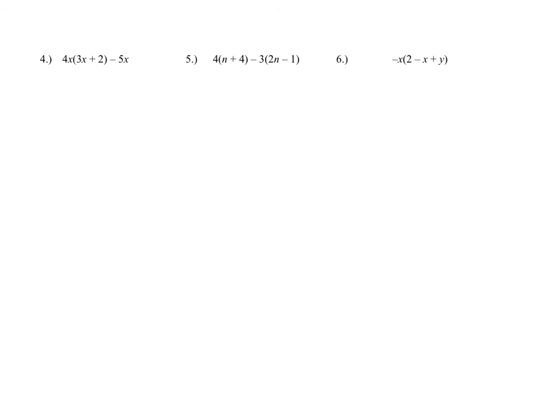So for number 4, I'm distributing the 4x to 3x and 2. So 4x times 3x is 12x squared, and 4x times 2 is 8x. Bring down the minus 5x. Combine your like terms, which would be 8x minus 5x. I'm just going to bring the 12x squared straight down. So I have 12x squared. 8x minus 5x is 3x. So I have plus 3x.